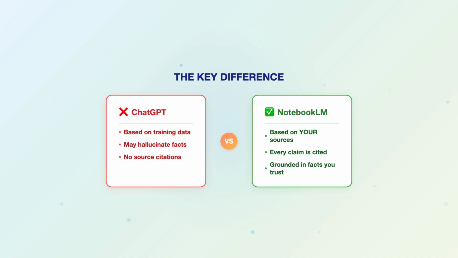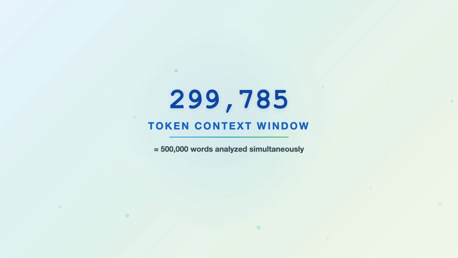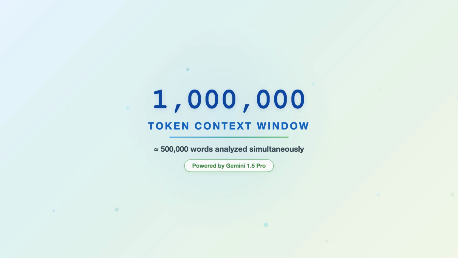It's powered by Google's Gemini model with a 1 million token context window. That's roughly 500,000 words of your content analyzed simultaneously. No more "based on my training data," just answers grounded in facts you trust.